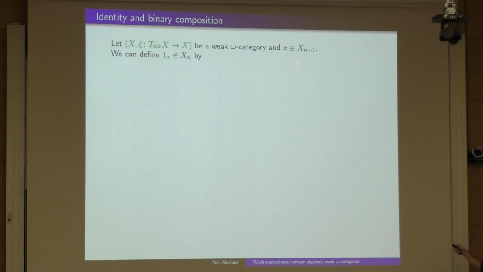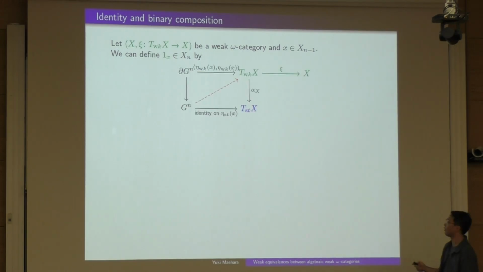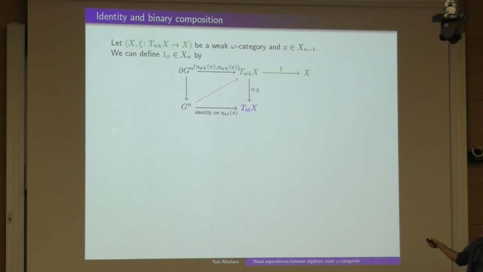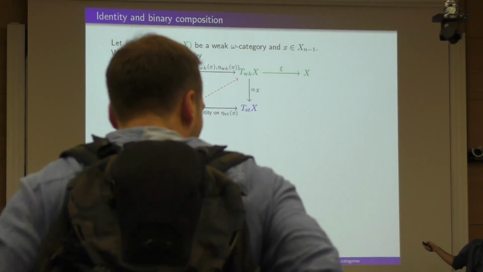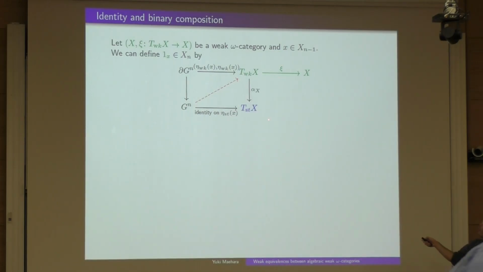And let's take an n-1 cell, this little x, and try to construct the identity n-cell on x. We draw a diagram like this. So on the left here, this is the commutative square, and what we are doing is, this x is an n-1 cell, and if you go to the free strict omega category generated by this x, then by this unit, we have this copy of this little x, and because T strict of X is a strict omega category, there we do have just the identity n-cell on this little x. So that's what this map is picking out.